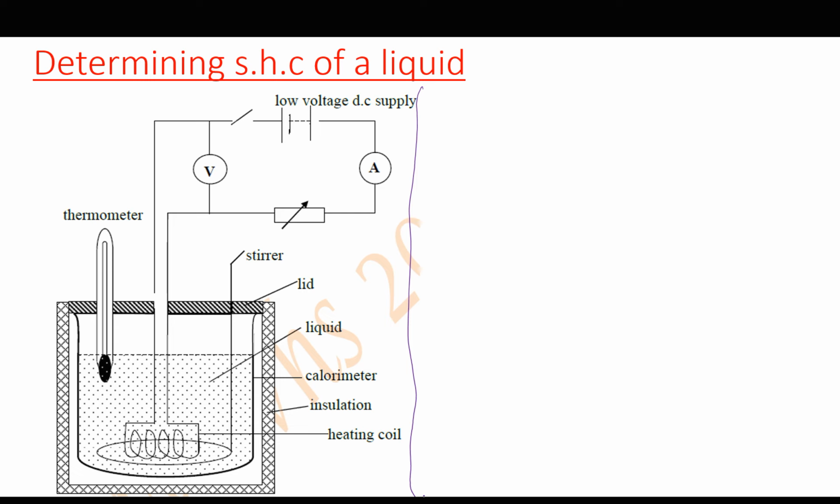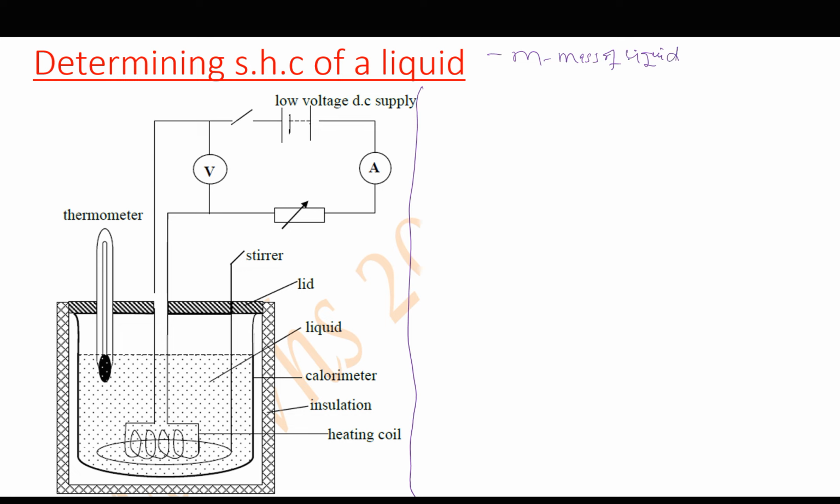We need to find the mass of the liquid using whatever method possible. Perhaps measure the mass of the empty container, normally a calorimeter. Pour the liquid there, get the new mass of the liquid and the container, and subtract to get the mass of the liquid. So one, we need the mass of the liquid. I'm calling it M. M is the mass of the liquid, whose specific capacity we are going to find.